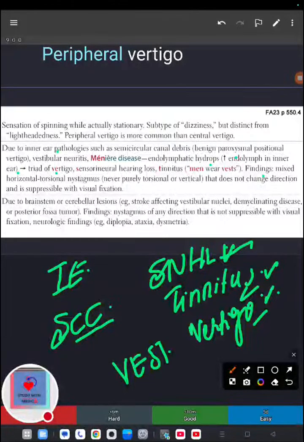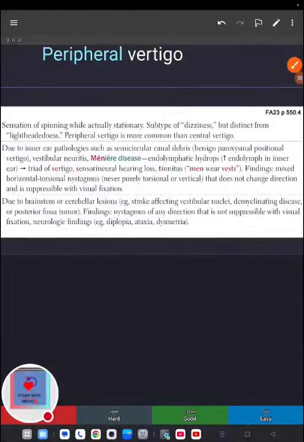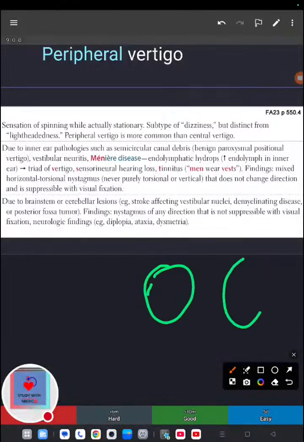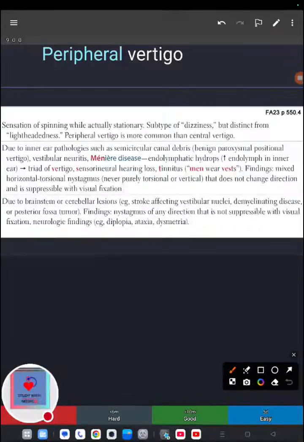Okay, findings. So it is mixed horizontal torsional nystagmus. So what findings you will see? So we'll have horizontal torsional nystagmus. So this is your cartoonized, and people will be moving like this, okay. Horizontal torsional nystagmus. Never purely torsional or vertical. Okay, that does not change direction and is suppressible with visual fixation. So when you do visual fixation, the nystagmus will be suppressed.